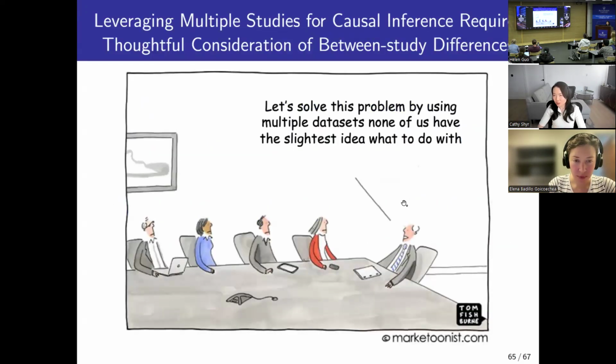So, circling back to the beginning of the talk, I think the landscape is really ripe for leveraging multiple studies for causal inference. But at the same time, it's really important that we proceed with caution and thoughtfully consider the different levels of between study heterogeneity. And I think the multi-study R-Learner is a stepping stone in that direction. And ultimately, the goal of these methods is really to help practitioners provide the best personalized care for their patients.